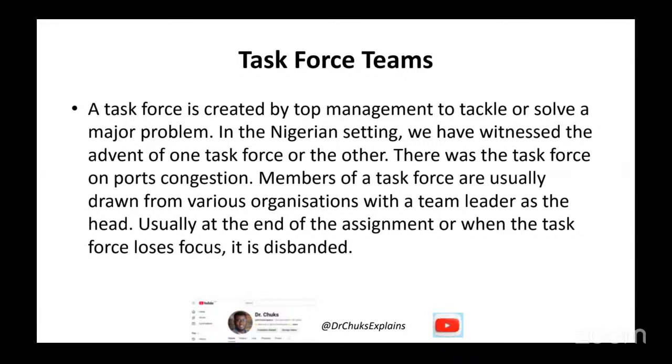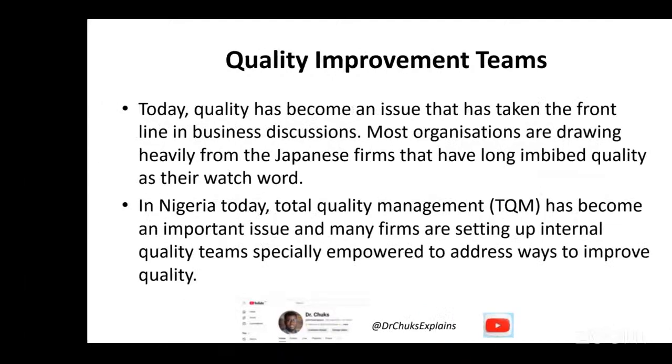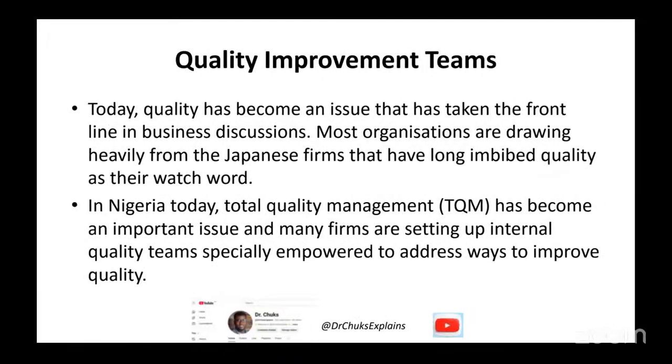Members of a task force are usually drawn from various organizations with a team leader as the head. Usually at the end of the assignment or when the task force loses focus, it is disbanded. So they are not permanent in nature. After the assignment has been executed, they are disbanded.